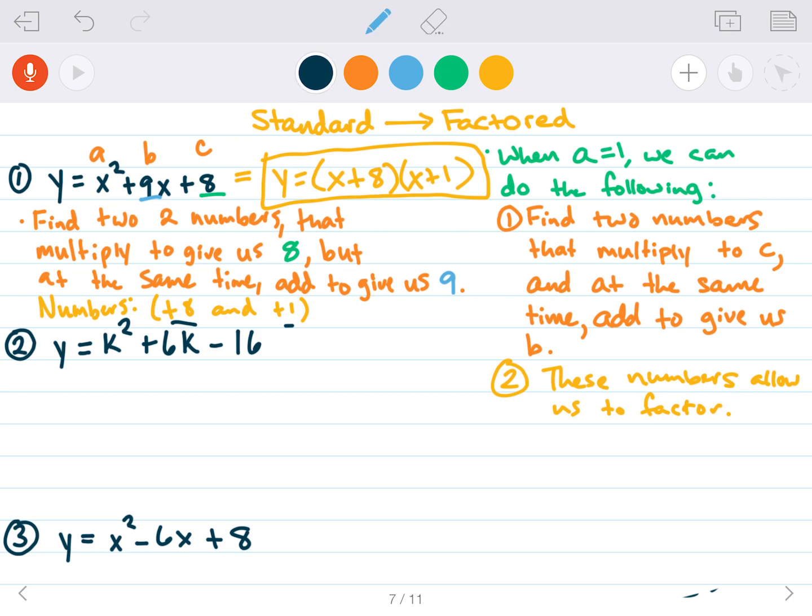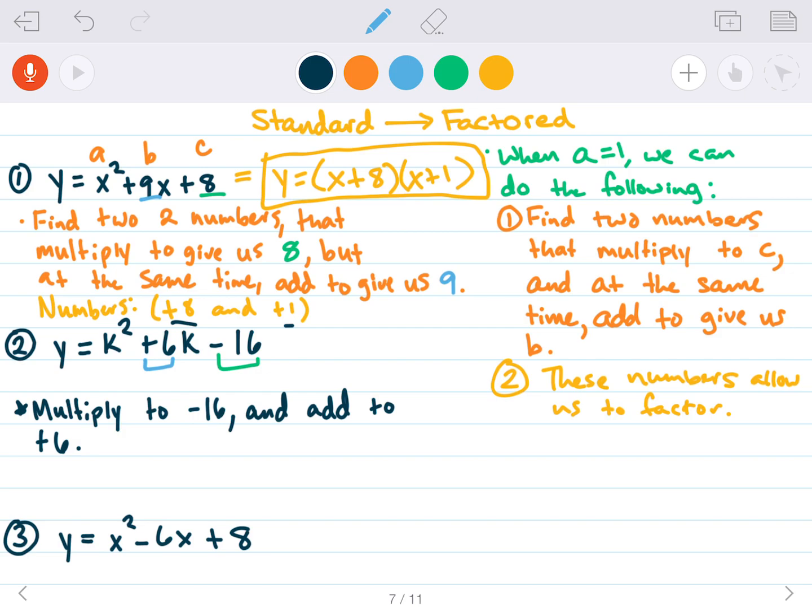So let's look at the next one. This time our variable is k instead of x, but no problem here. So we want to find two numbers that multiply to negative 16 but add to positive 6. So let's write it here. Multiply to negative 16 and add to positive 6. What two numbers are those?